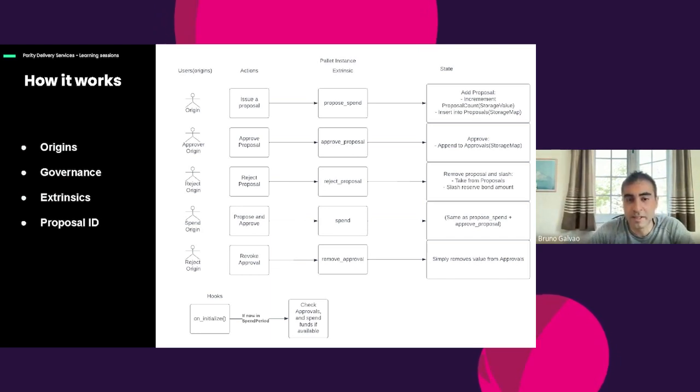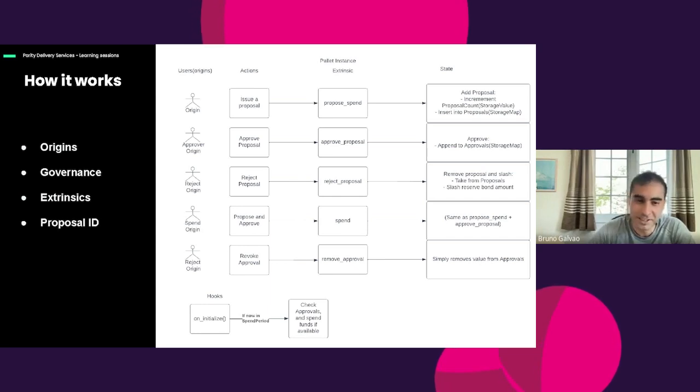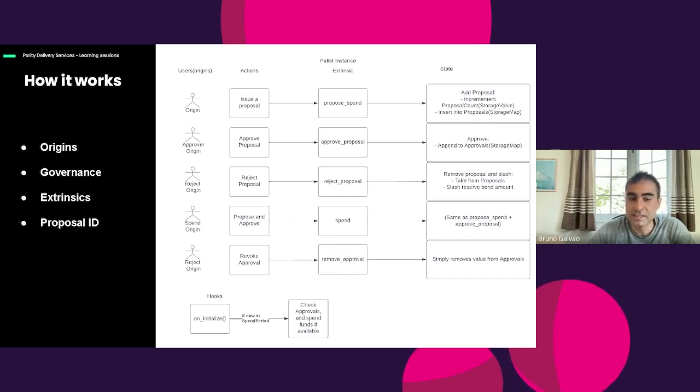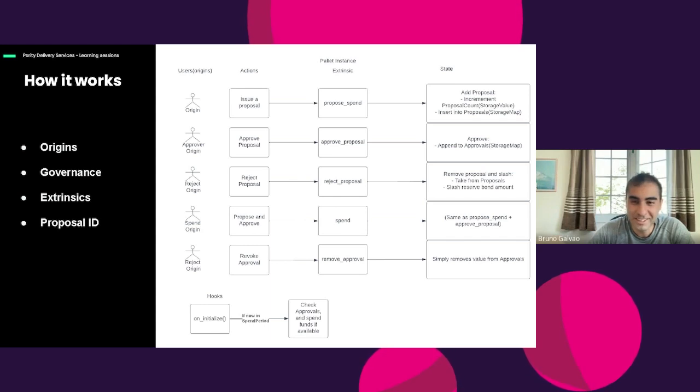The second row there is the approval, right? So there's a proposal in the queue, a proposal already created in the storage. How do we approve it? Well, there's an extrinsic associated with that: approve proposal. The thing with approve proposal is that someone with the approver origin has to call that extrinsic.